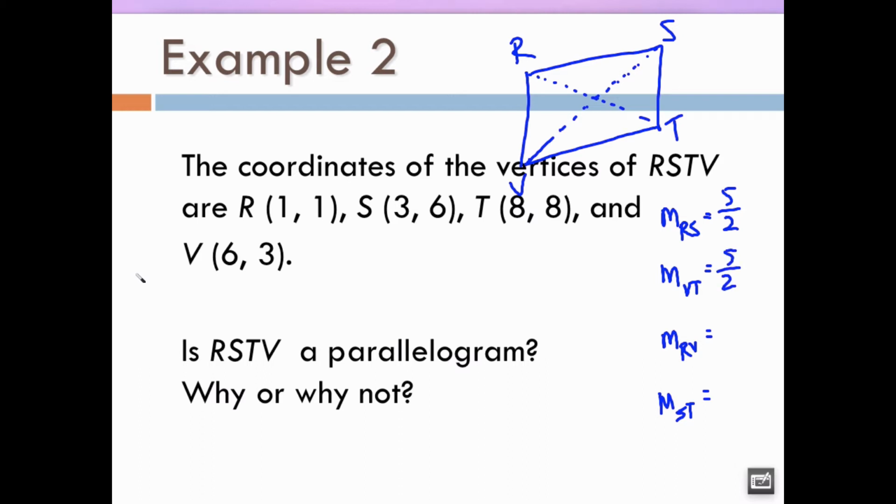2/5. ST. Well, RV is 2/5 too. 2/5? Yeah. Thank you. We tried to steal your glory there. 5 halves and 5 halves, parallel. 2/5 and 2/5, parallel. Not perpendicular, because we know that perpendicular has to be an opposite reciprocal, not just a reciprocal.